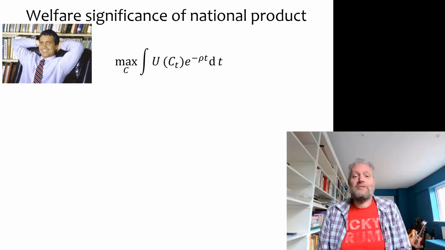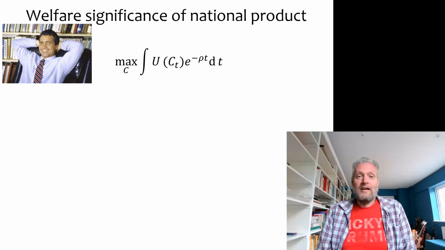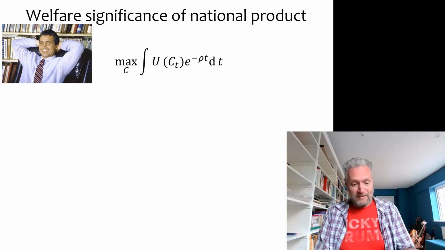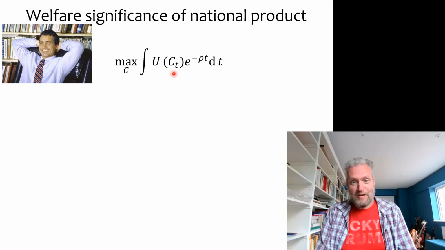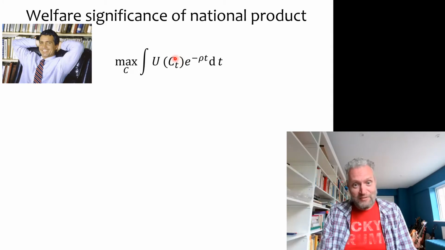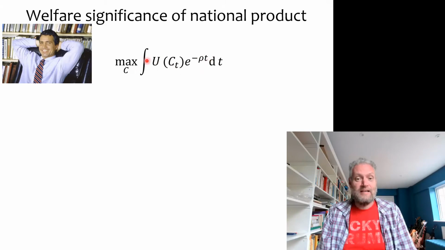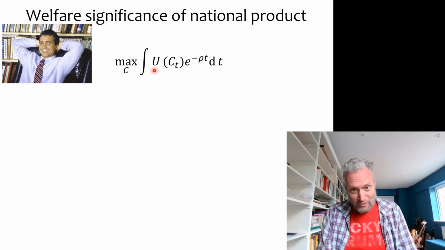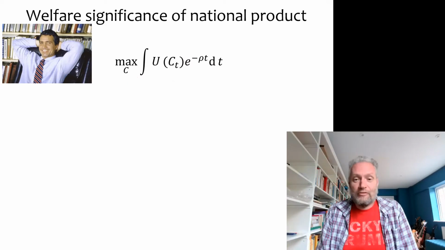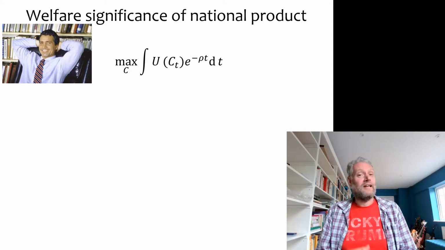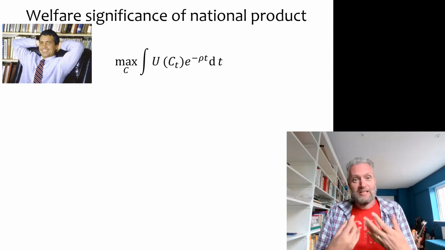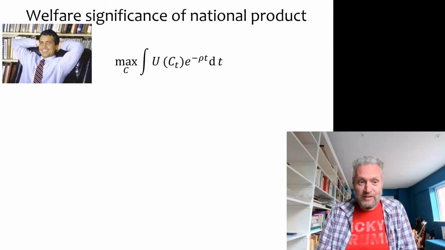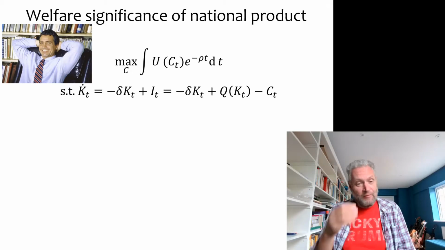What we want to do is maximize net present utility. So we take the stream of consumption from now until infinity, we take the utility of that consumption, and then we discount it back to today, and then of course we want to integrate over the whole thing from now until infinity. So that is what we want to maximize, net present welfare.